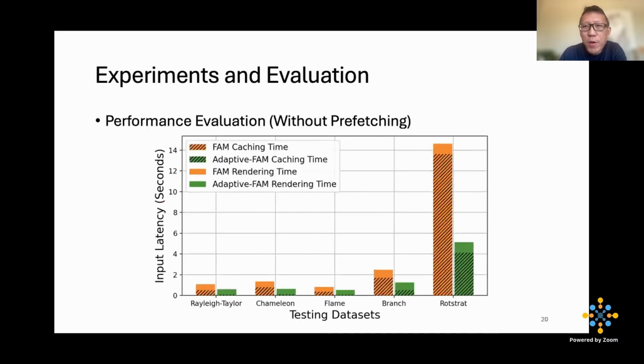For performance evaluation, we first evaluate the input latency without prefetching. So our method achieves a much smaller caching time than the FAM. On the other hand, since the macro model in our method's representation involves a smaller average number of control points, its rendering time is also faster than FAM.